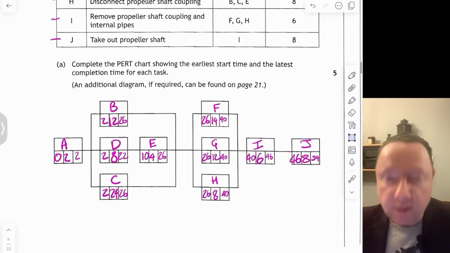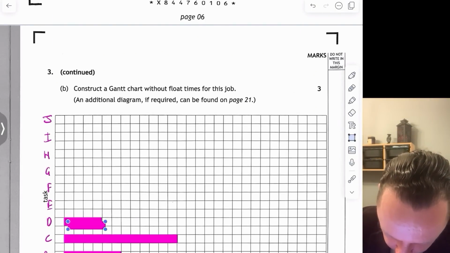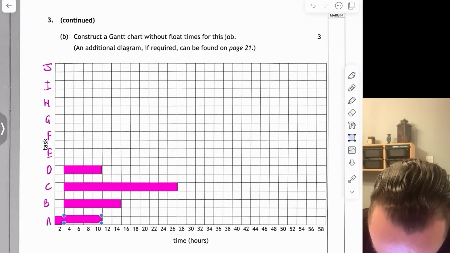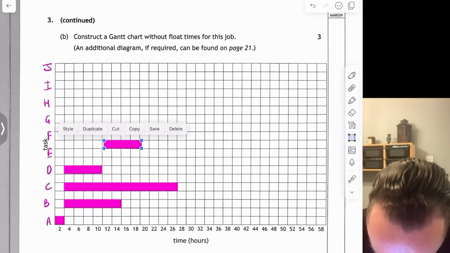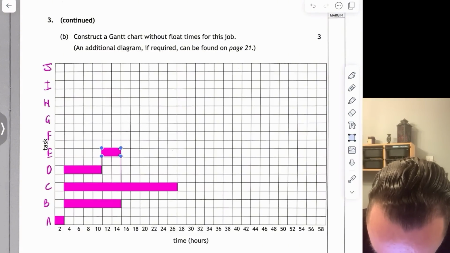Okay, E starts at 10 and takes 4. So line that up, 2, 4, 6, 8, after 10, 2, 4, and there's my E.